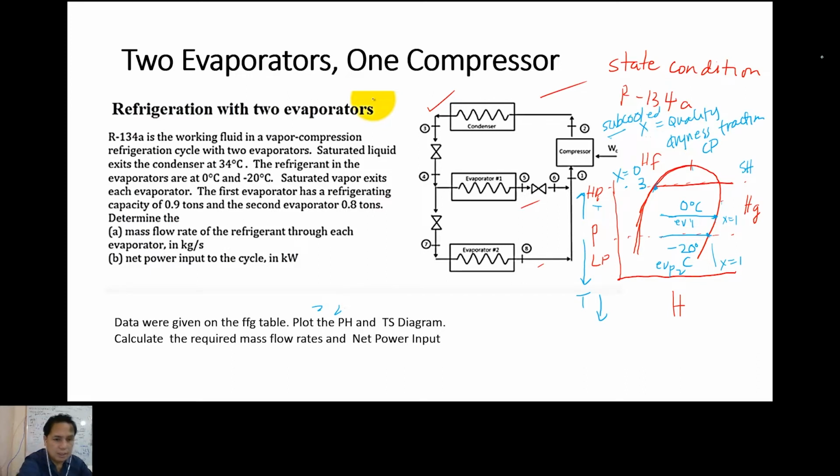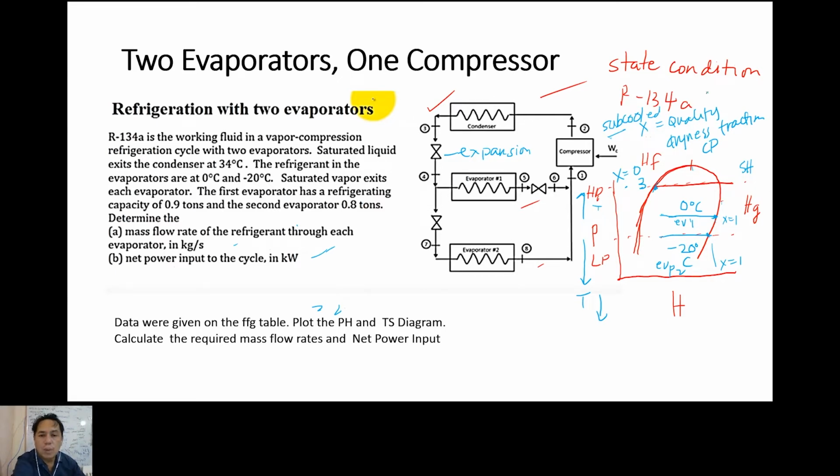So look at this now. After 3, which is the saturated liquid, what do we have? Evaporator. Now, before the evaporator, what do we have? What component is that? Expansion valve. We need an expansion valve to reduce the pressure, to regulate the pressure and flow of the refrigerant, because the evaporator can only absorb low pressure and low temperature.